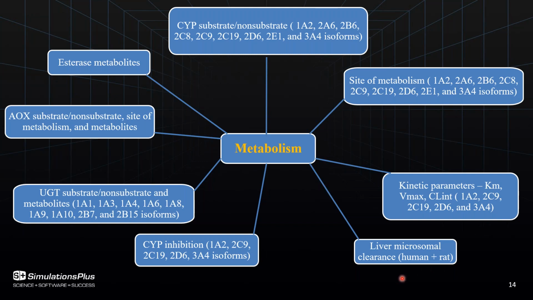We have models to predict liver microsomal clearance. So this is HLM and RLM clearance for both human and rat. We predict CYP inhibition, and if the compound is a UGT substrate or non-substrate. And in the last version, we also depict the metabolites for this, and I'll show an example in the demonstration. We also predict aldehyde oxidase substrate, non-substrate, sites of metabolism, and metabolites, similar to this suite of models for cytochrome P450, and then esterase metabolites.